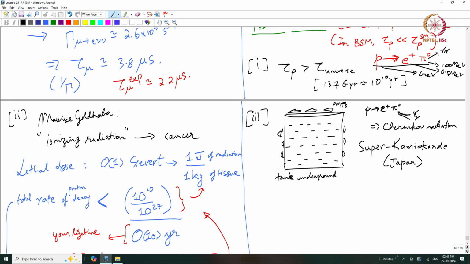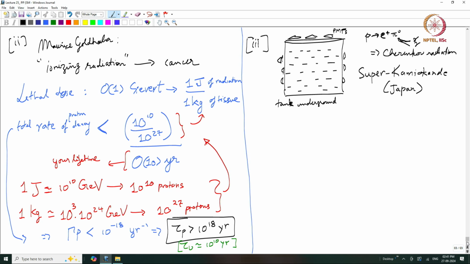Okay. And the Super-Kamiokande people have set the best limits on the decay of the proton. So how did they do that? Again, the principle is the same. Okay. They actually have in their experiment 22.5 kilotons of water. Okay. How many protons is that? Let's calculate it.